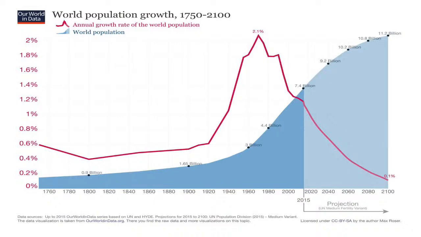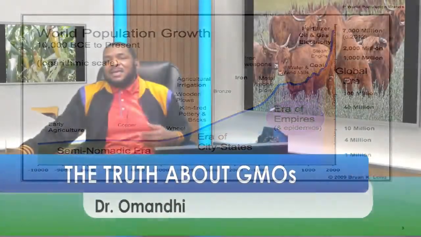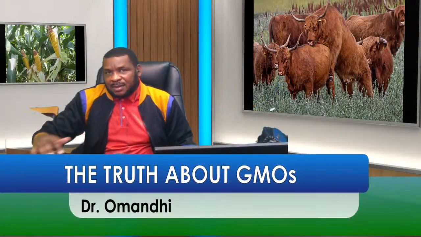If we cannot produce the food at the same rate, what is going to happen? Because you can see that from 10,000 BC to the present, when it was the semi-nomadic era, early agriculture was just traditional. There was plenty of food, and we came to the era of city-states. People started living well. The population started increasing. In the era of empires, the population increased, and we are at this stage now because of the empires and the governments, and we have increased to where we have a lot of people in the world.